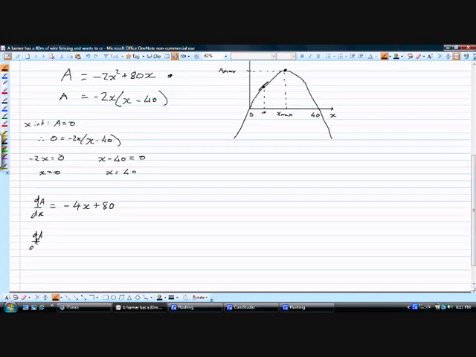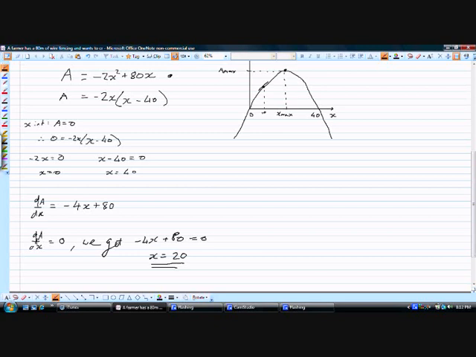So if we solve dA/dx equals 0, we get minus 4x plus 80 is equal to 0. And if you solve that, you'll get x is equal to 20, right? Move the minus 80 over here, divide by minus 4, and you'll get 20. This denotes the x value at which we reach our stationary point. In other words, it's this point right here, x equals 20, which is what we discussed before.